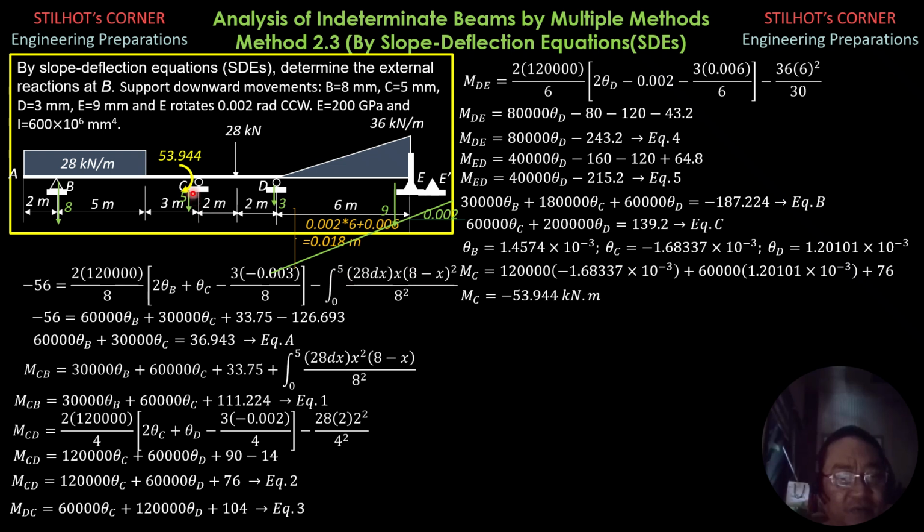So we can now compute reaction at B by taking moment about C, considering ABC. So reaction at B times 8 plus 53.944 equals 28 times 7, then moment arm 6.5. So By times 8 plus 53.944 equals 128 times 7 times 6.5. Solving for By equals 152.507, just like before, kilonewtons. Bx is 0, of course. So that's it for this video.